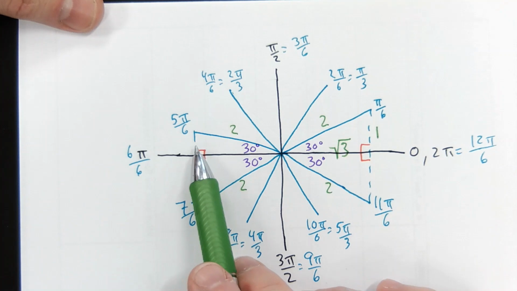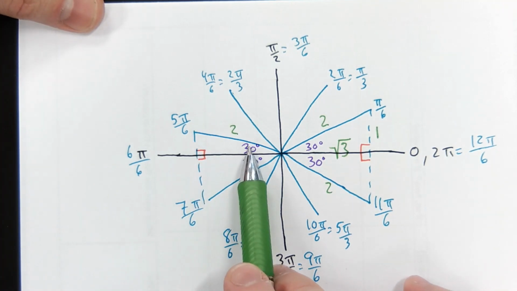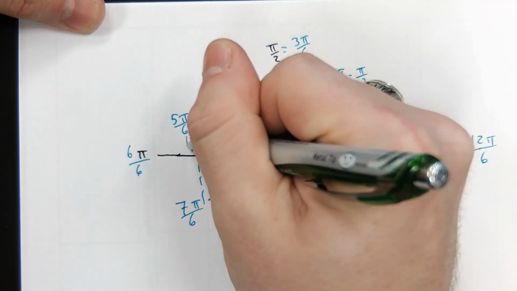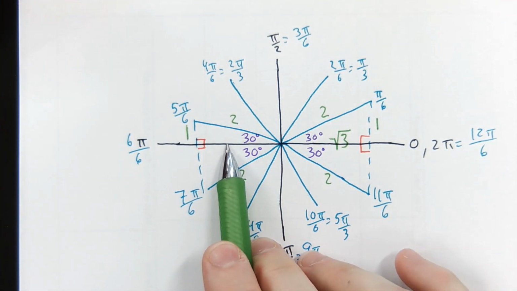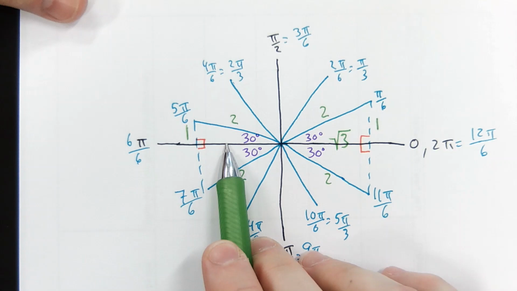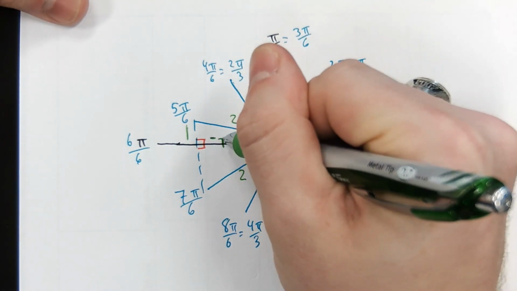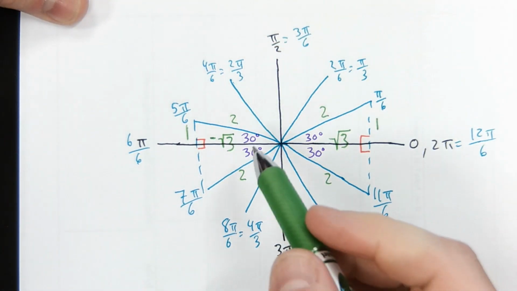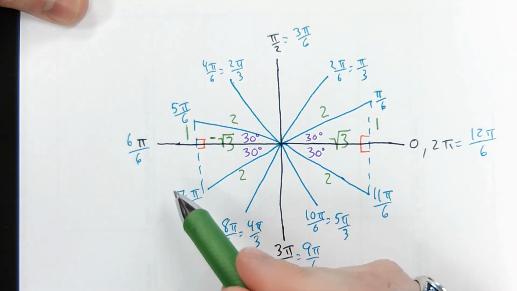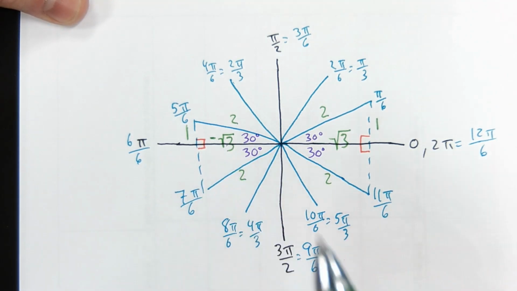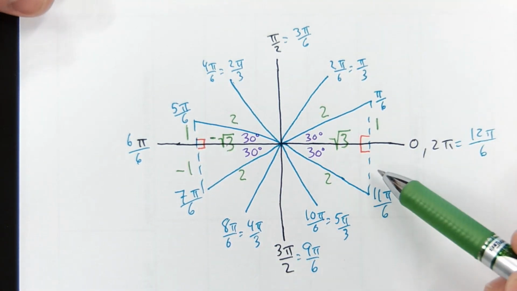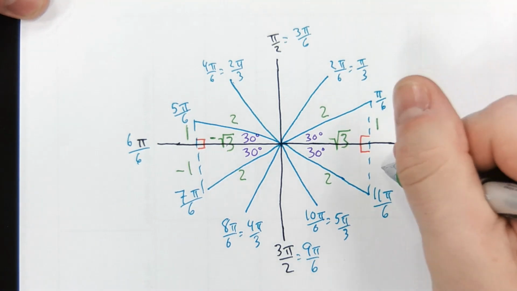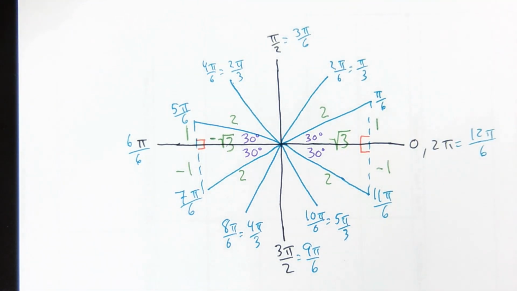Over here, my y value, the number across from the 30, is still just positive 1 because in the second quadrant, y values are still positive. But this x value, since I'm on the left side of the quadrant system, is negative root 3. And then down here in quadrant 3, both x and y are negative, so this will be a negative 1. Very last one, over here in quadrant 4, x is positive, but y is negative. All right.